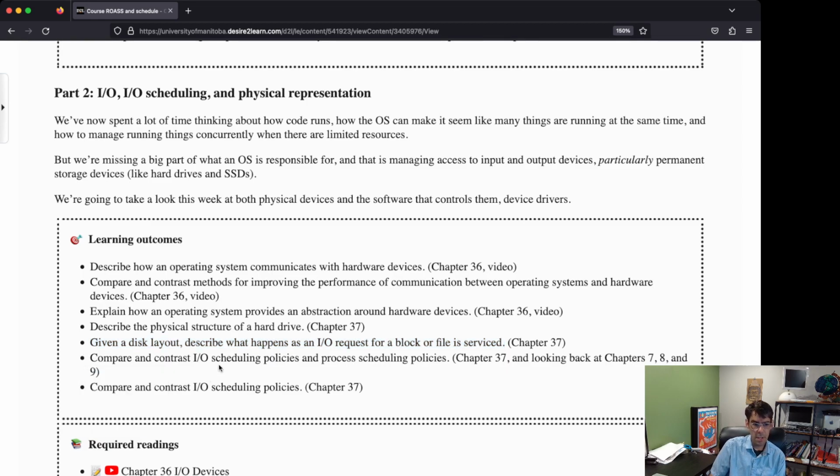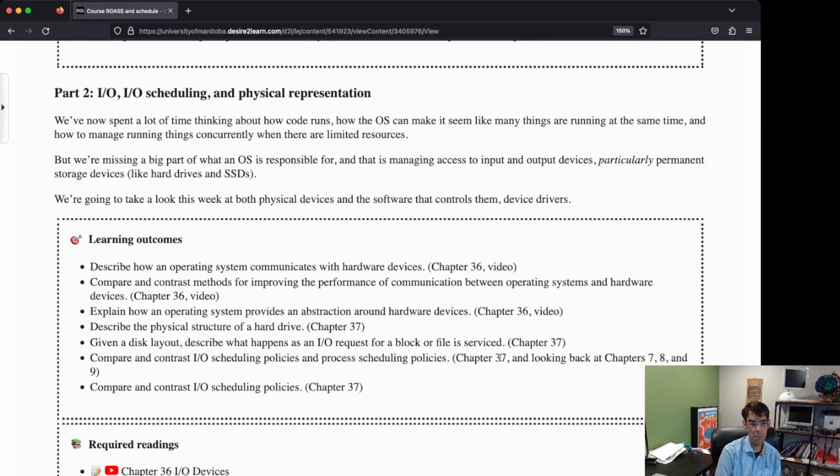Compare and contrast IO scheduling policies and process scheduling policies. I'd like to come back to this. So this is coming from chapter 37, where it describes things like SCAN and C-SCAN, and basically as the disk heads are moving across the platters and the surfaces, how do we decide which IO requests go first? How do we make that decision? We'll talk a little bit about this in class, but this is coming back to chapters 7, 8, and 9, and going back to scheduling processes and starting to think about some of the unrealistic assumptions that our authors gave us about scheduling processes.